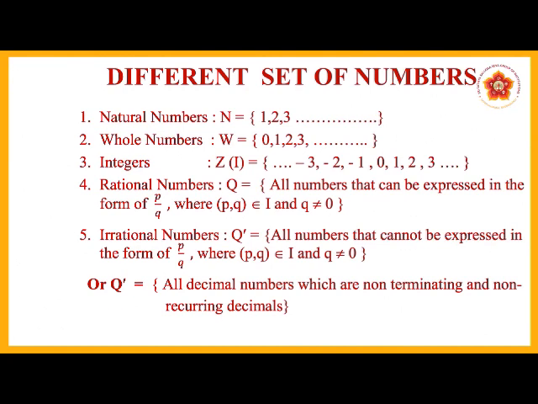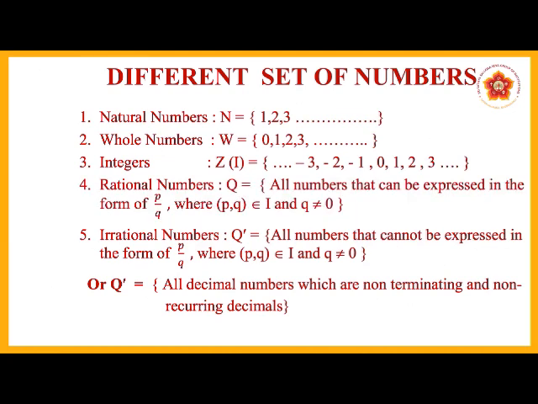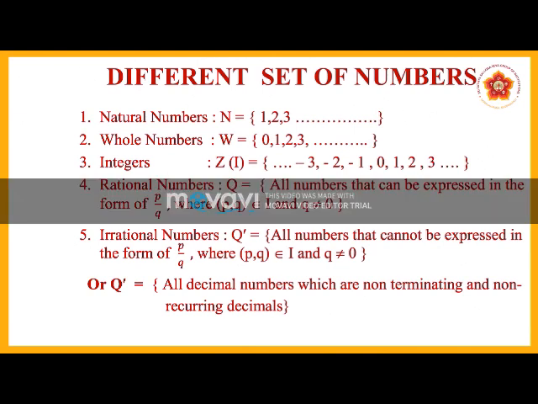Fourth set, rational numbers. It is represented by the symbol Q. It consists of all the numbers which can be expressed in the form of p by q, where p and q belong to set I (integers) and q is not equal to 0. Now, all the rational numbers consist of all natural numbers, all whole numbers and all fractions. Here, the denominator should not be equal to 0, that is the necessary condition.